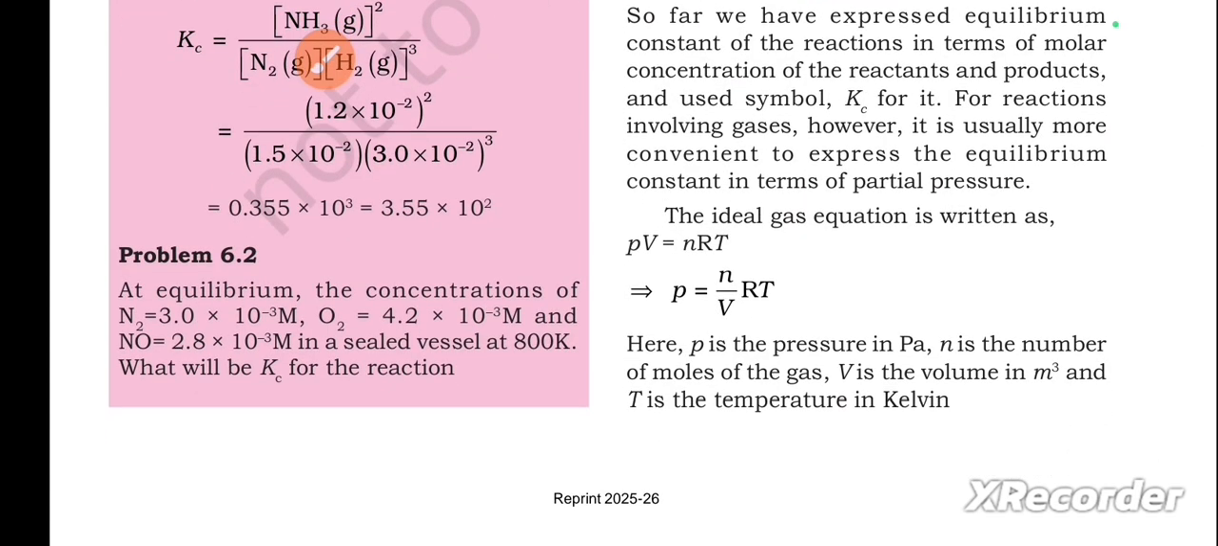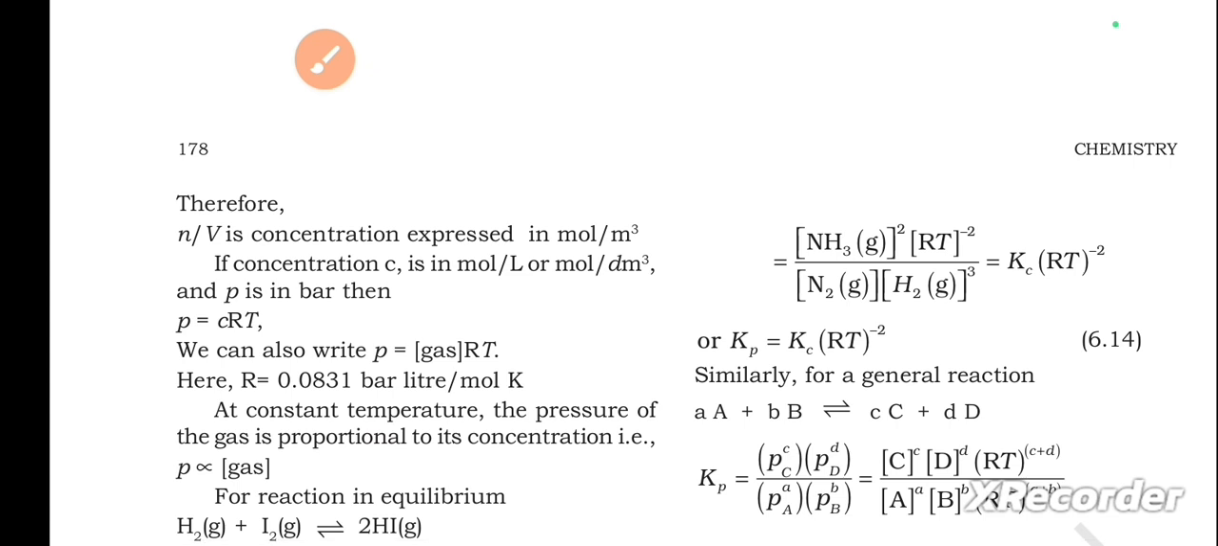The ideal gas equation is written as PV equals nRT, so P equals n by V times RT. Here P is the pressure in Pa, n is the number of moles of the gas, V is the volume in m3 and T is the temperature in Kelvin. Therefore, n by V is concentration expressed in moles per m3.